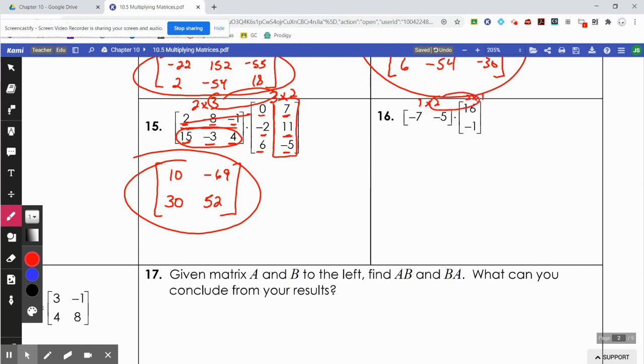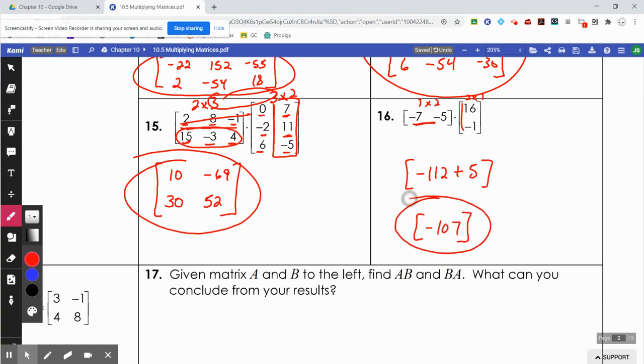And then finally, number 16, you have a 1 by 2 and a 2 by 1. So this will multiply together, and your final answer is going to be a 1 by 1. So you multiply each row by each column where there's only 1. Negative 7 will pair with 16, and that's going to give you negative 112. Plus negative 5 with negative 1 gives you a 5. So the only element is a negative 107. So it's a 1 by 1 matrix with only one element in it.